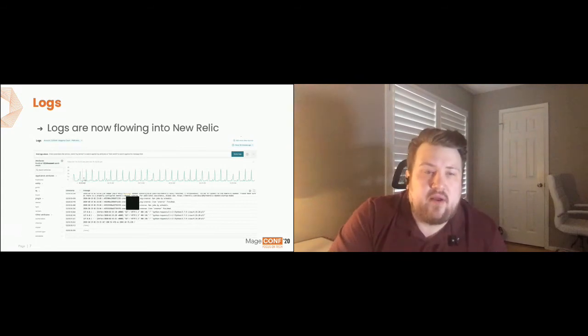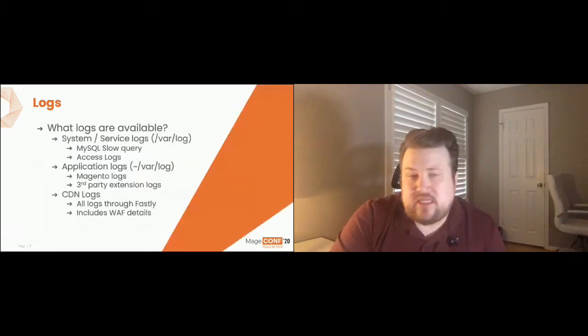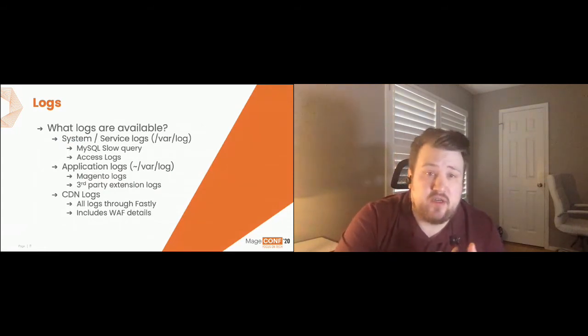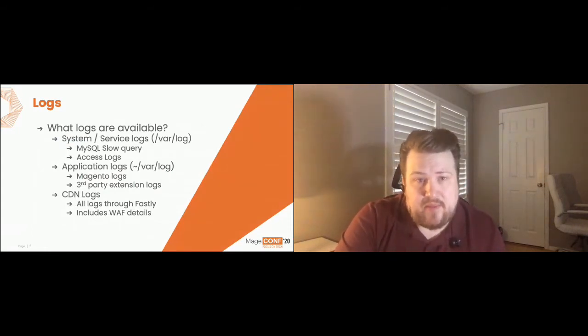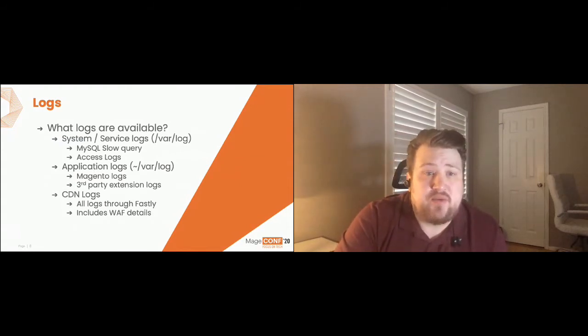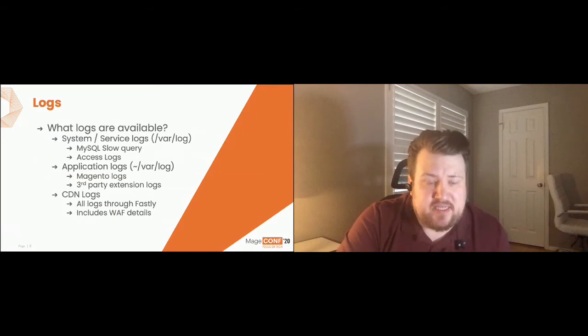So what logs are available? These largely break into three different categories. The first category is your system and service specific logs. Paths will vary, but these are typically in your /var/log from the root of the system. These are logs like your MySQL slow query log and access logs, but it could even be other things like Zookeeper and Nuncius.